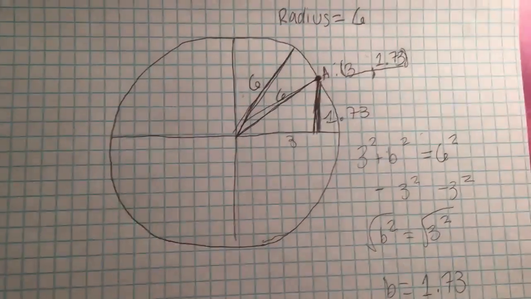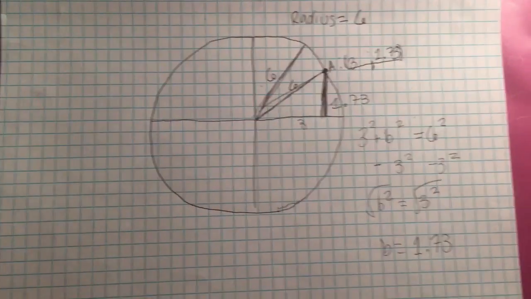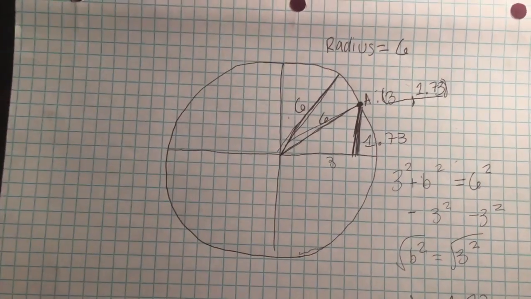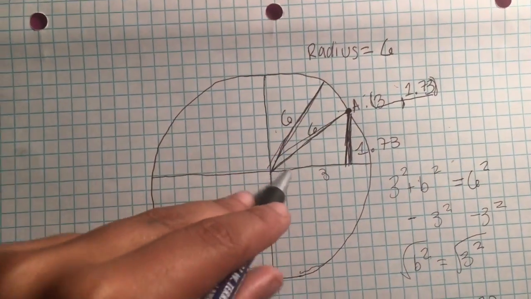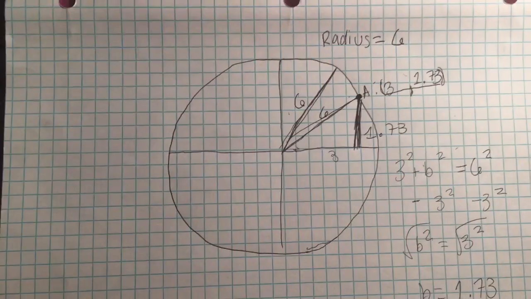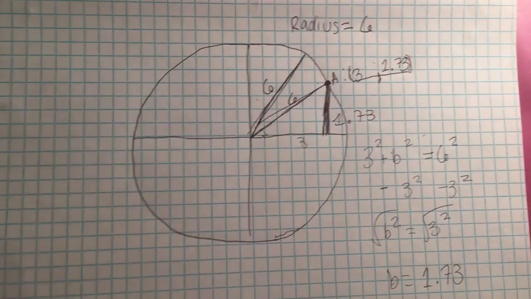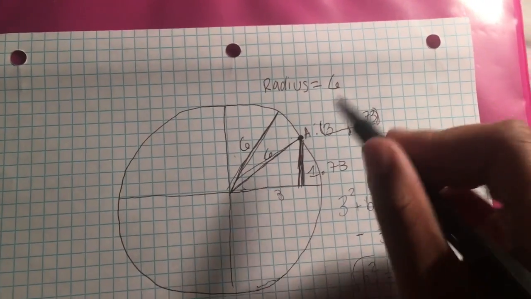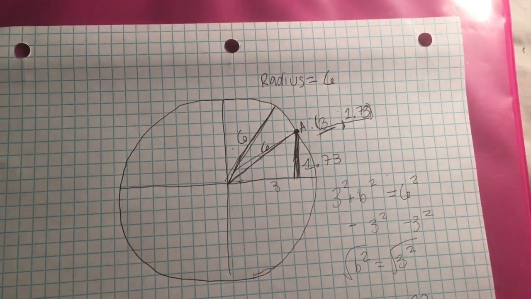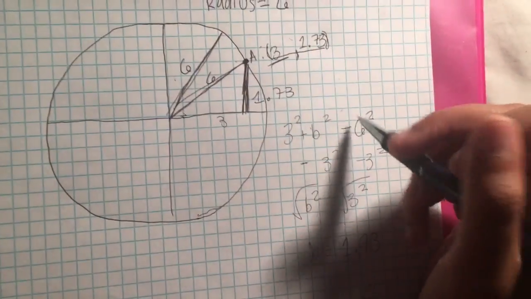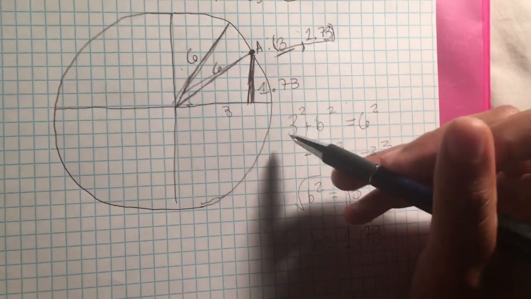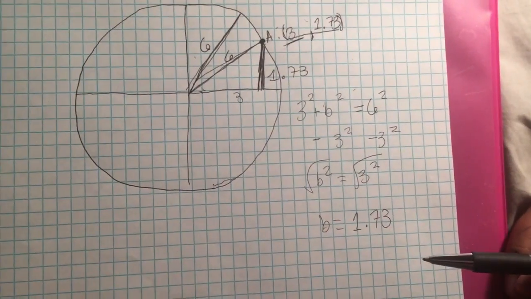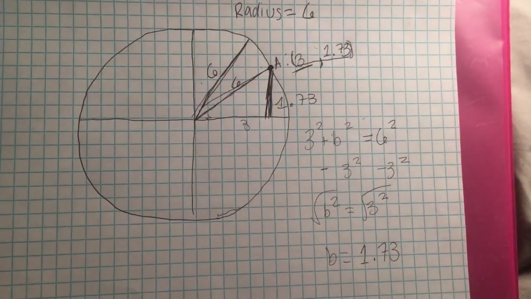To find coordinate points on the circle in the first quadrant, when you're given a radius, you know that you can draw a right triangle. Here is the radius, and the radius in this case is 6. When you're given your x value, you can plug that into the Pythagorean theorem. So you plug in 3² + b² = 6², and you solve that to get b = 1.73. And that is your y value.